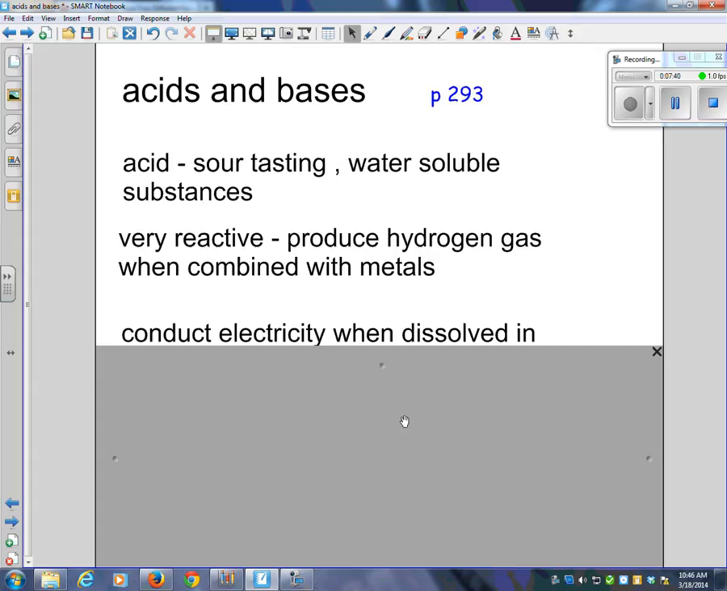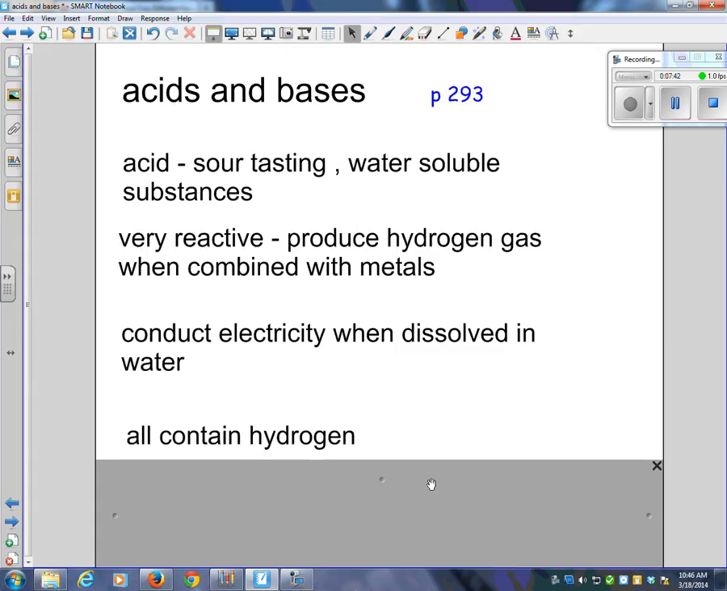Okay? So, here's some characteristics about acids. So we're just talking about acids here. Acids are sour tasting, like lemons. They're water-soluble substances. What does that mean, water-soluble? It means that they'll dissolve in water, right? If you put lemon juice in water, it will dissolve. It doesn't just sort of separate, like oil and water. It'll be mixed together. It'll be soluble. It'll dissolve in water.